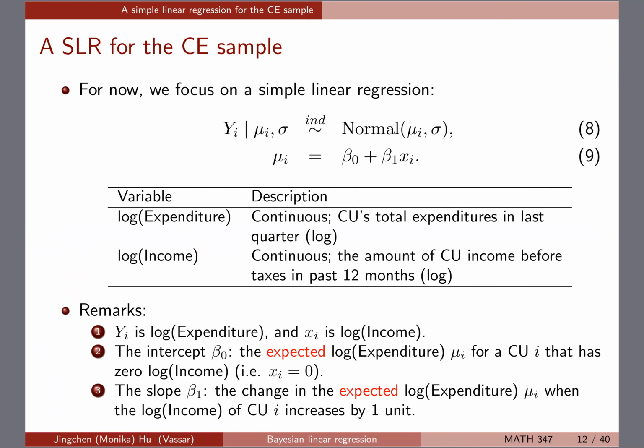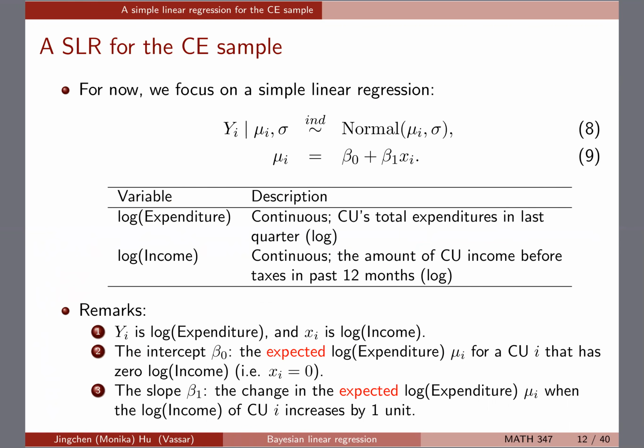So again, earlier I was saying, first of all, yi is the log expenditure, xi is the log income. That's all fine. And the second bullet point in the remarks, I said earlier that sometimes xi equals 0 is not meaningful in the context. For us, it's okay because we took the log in the first place. So if you have a 0 log income, that means your income is $1, right? Because you took the log. And so you can still say that the intercept beta 0 is telling us the expected log expenditure mu i for this CU who has 0 log income, which means they had $1 income last year.